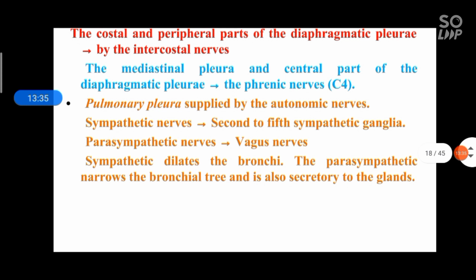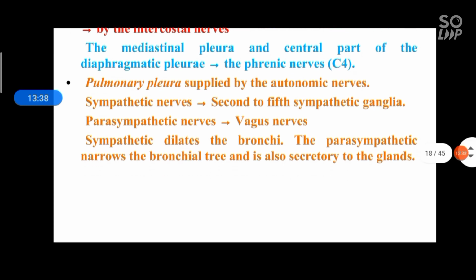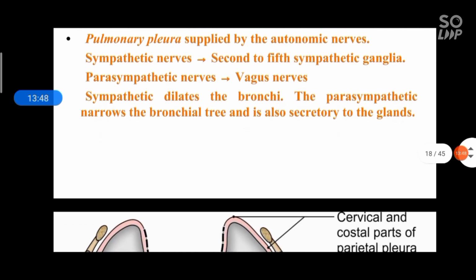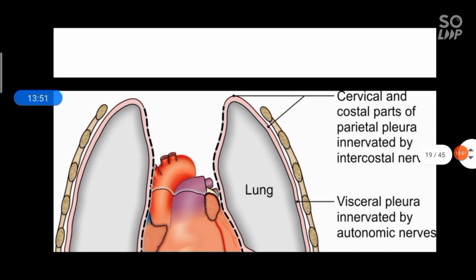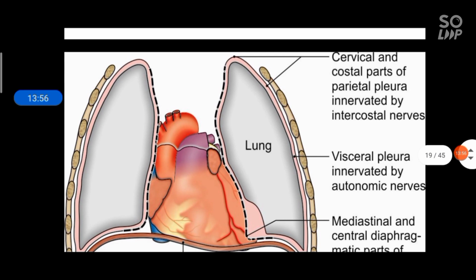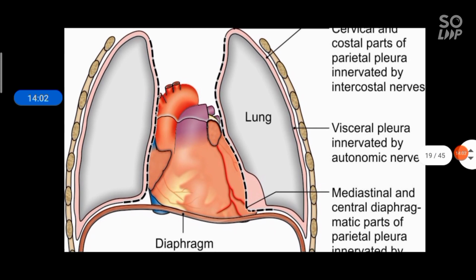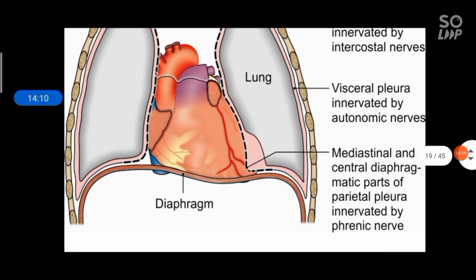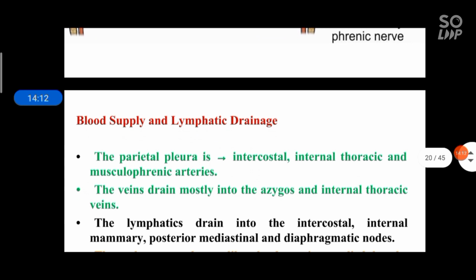Sympathetic nerve, 2nd to 5th sympathetic ganglia; parasympathetic nerve, the vagus nerve. The sympathetic dilates the bronchi and the parasympathetic narrows the bronchial tree, and it is also secretory to glands. You can see in this diagram the costal and peripheral part of the parietal pleura innervated by the intercostal nerve, and the visceral pleura by the autonomic nerve. On the inner side, the mediastinal and central part of the diaphragmatic parietal pleura, shown in the dotted line, is innervated by the phrenic nerve.